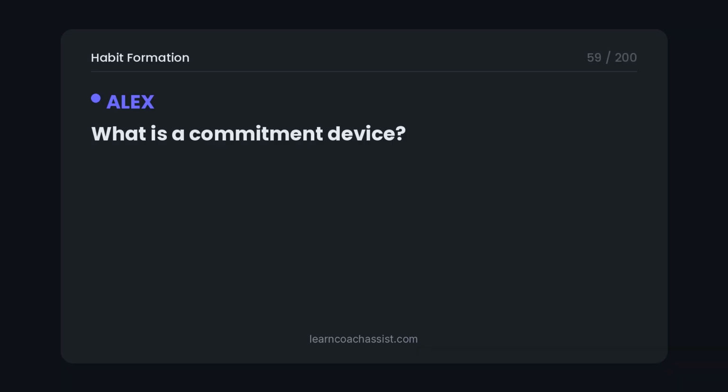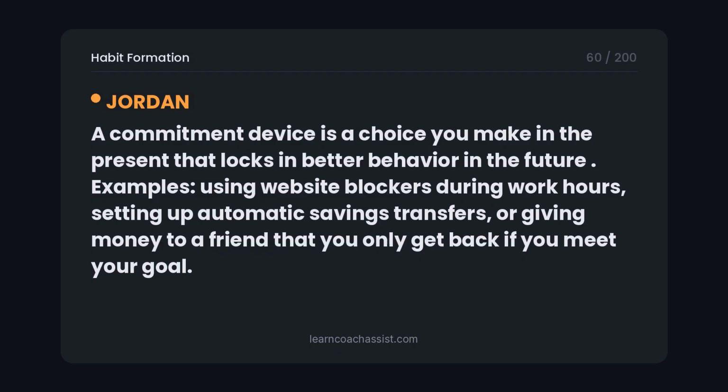What is a commitment device? A commitment device is a choice you make in the present that locks in better behavior in the future. Examples: using website blockers during work hours, setting up automatic savings transfers, or giving money to a friend that you only get back if you meet your goal.